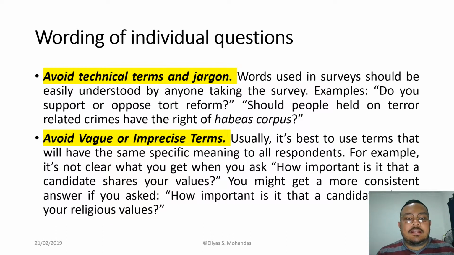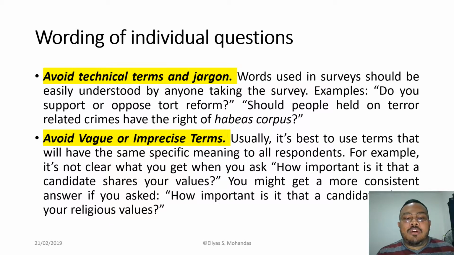Okay, so these are the few things that you need to consider in the wording of individual questions. That means what are the things that you need to consider when you want to construct the questions. Okay, number one, we try to avoid using technical terms and jargon. Remember that not everyone knows the terms and the jargon. So if possible, try to explain in layman's terms. That means try to use simple words that everyone understands.